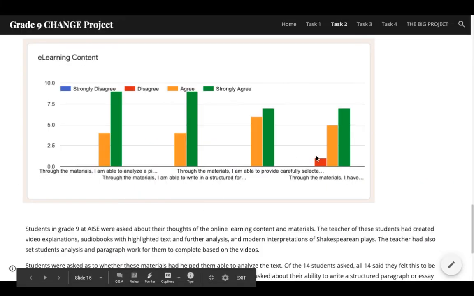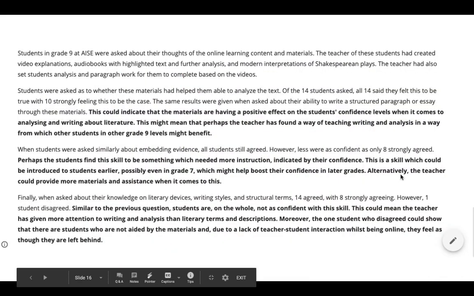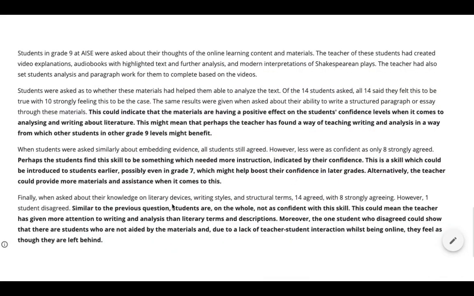So we've actually got red here, we've got disagree. Finally, when asked about their knowledge of literary devices, writing styles and structural terms, 14 agreed with 8 strongly agreeing, however 1 student disagreed. Similar to the previous question, students are on the whole not as confident with this skill. This could mean the teacher has given more attention to writing and analysis than literary terms and descriptions. Moreover, the 1 student who disagreed could show that there are students who are not aided by the materials, and due to the lack of teacher-student interaction whilst being online, they feel as though they're being left behind.